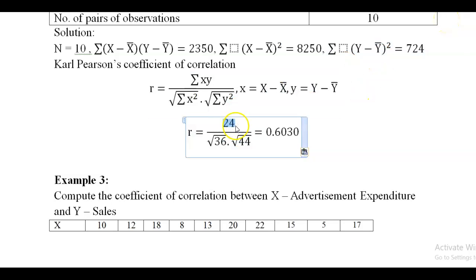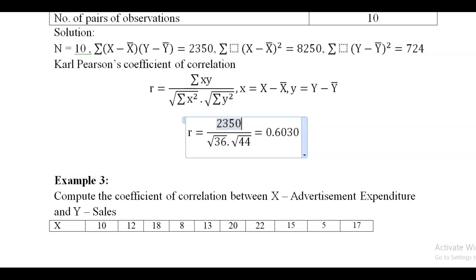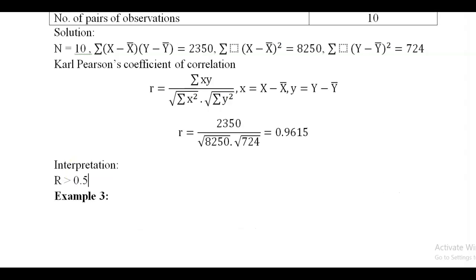Substitute the values here. Summation xy is 2350 and summation of x minus x bar the whole square is 8250 and summation of y minus y bar the whole square is 724. So upon simplification, I will get the value for this as 0.9615. So here also the value for r is greater than 0.5. Hence we can say that there is high degree of positive correlation.